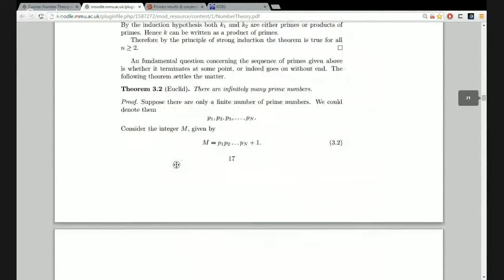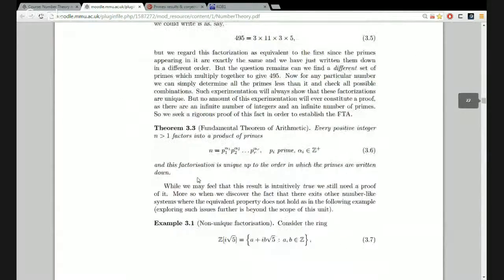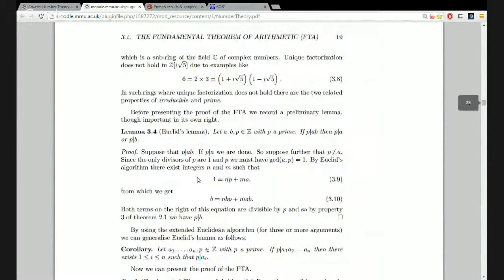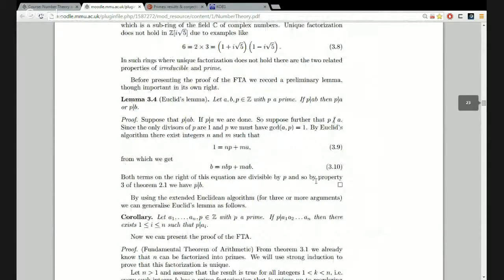And a key tool we needed in the proof of that was Euclid's lemma, which is a really nice property of primes and lies at the bottom of a lot of the properties of primes that we're able to prove. It says that if a prime divides a product of numbers, then it must divide one of the numbers. So if P divides a product AB, then either P divides A or P divides B. That fact allowed us to prove the fundamental theorem of arithmetic, that prime factorizations are unique.